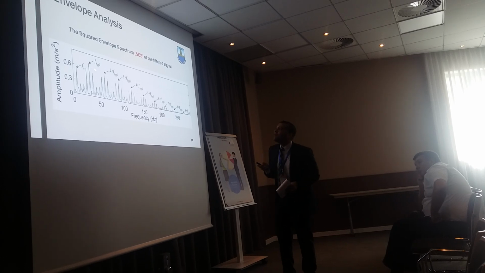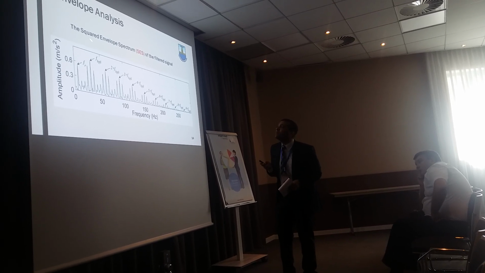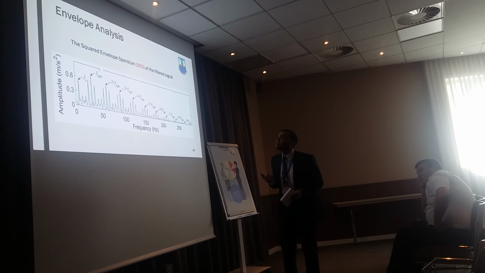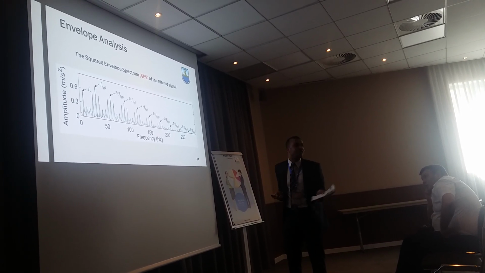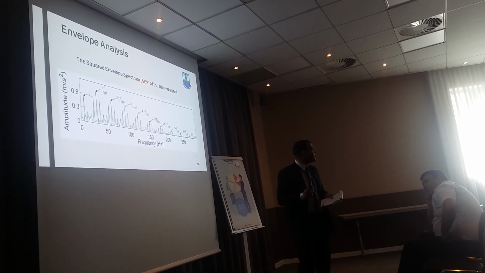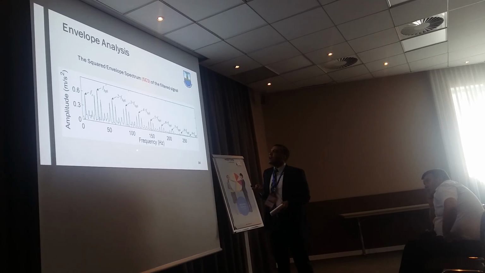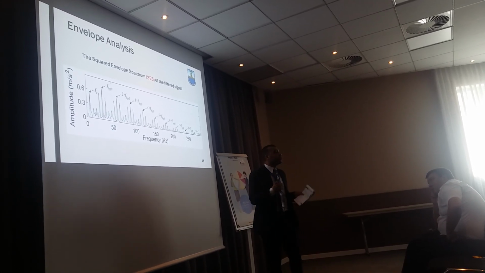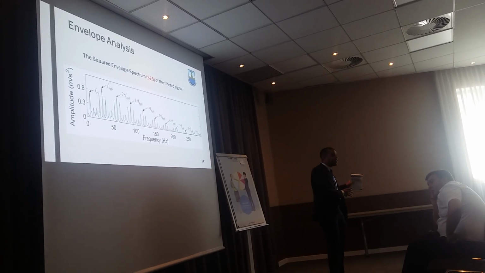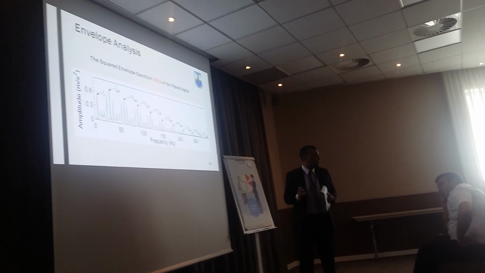And we also have a dominant amplitude at the bearing characteristic frequency, which was the ball pass frequency of the inner race. That identified the location of the fault. The fault is in the inner race. And also we have side bands with the rotational speed, which also are characteristic for inner race fault signals.